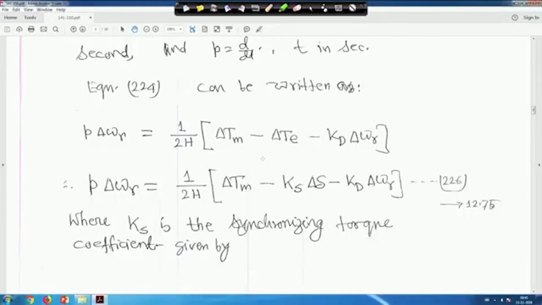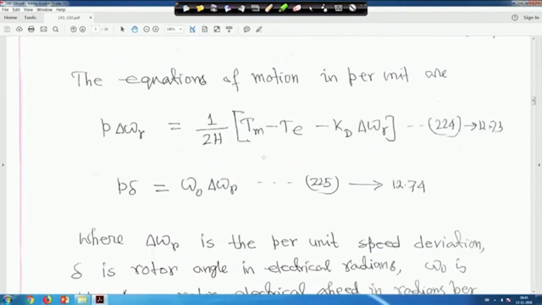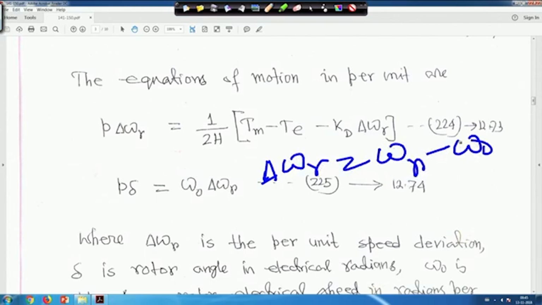Okay, we are back again. This looks a little bit funny, but the question is something like this. We know that delta omega r is equal to omega r minus omega 0, we have seen this earlier. So, what you do is put here that delta omega r is equal to omega r minus omega 0.